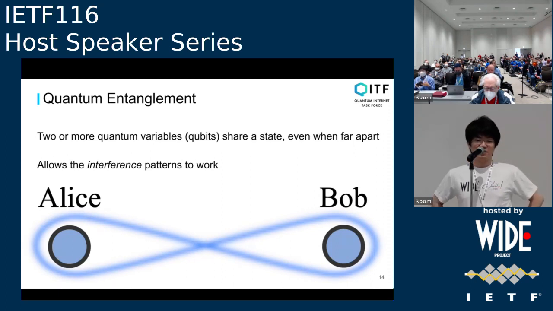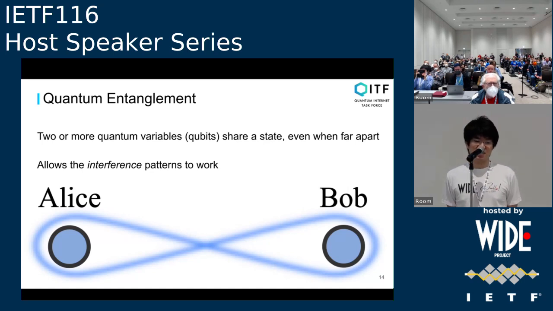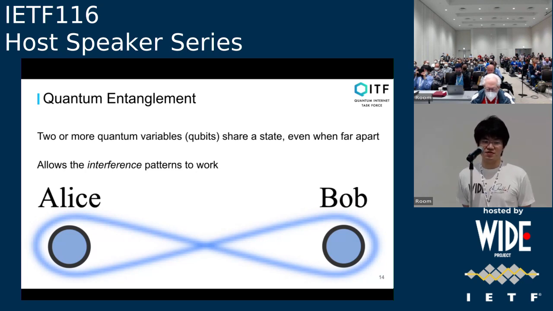Okay, so about quantum entanglement. The qubit has a superposition, which we also talked about. And there is also a special phenomenon, quantum entanglement. This connects multiple qubits into one quantum state. And by this entanglement, we can use interference for computation.